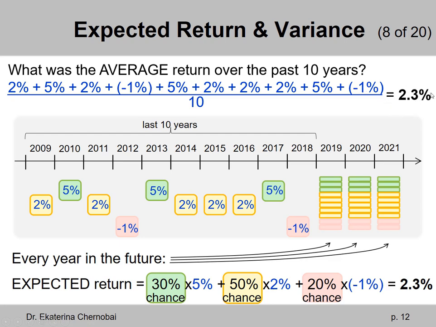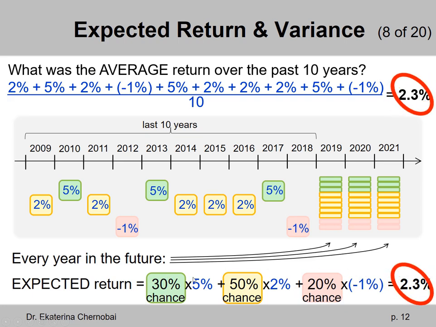Where else did 2.3% come up? It came up when we were calculating the expected return. Is it a coincidence? No. They will be the same because this is how we were calculating the expected return. We were using the probabilities for each possible outcome. Outcomes being what we can earn, 5% or 2% or negative 1%.